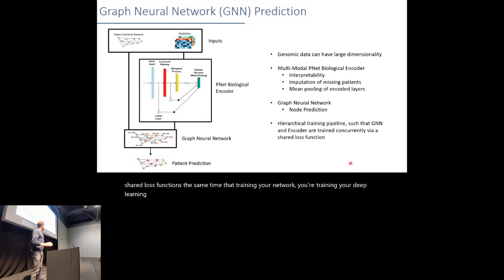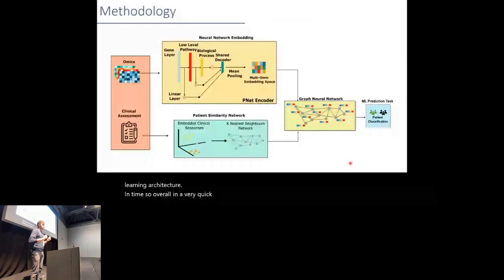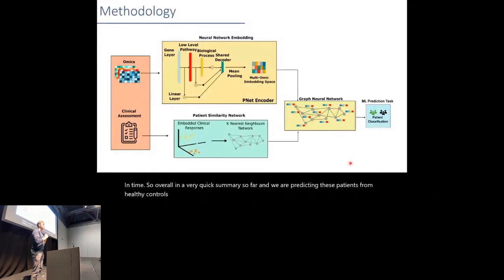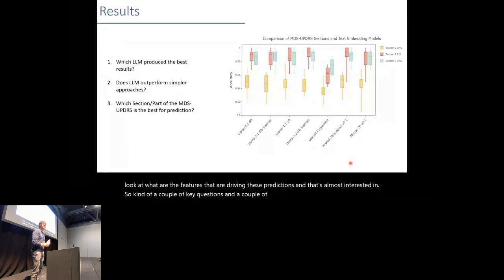So overall, in a very quick summary so far, we are predicting Parkinson's disease patients from healthy controls. We're trying to capture the similarity between patients, and we're trying to look at what are the features driving these predictions. And that's what we're most interested in. So a couple of key questions and a couple of results that we're going to share with you.